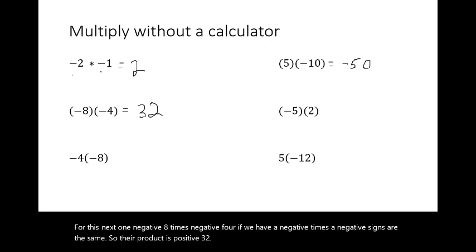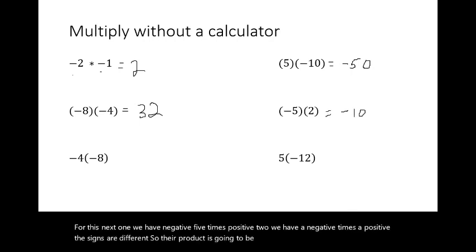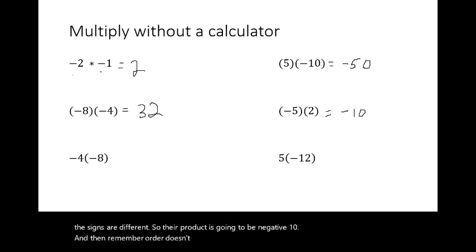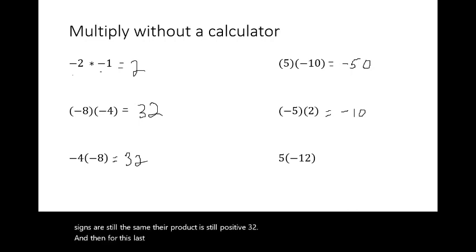For this next one, we have negative 5 times positive 2. We have a negative times a positive. The signs are different, so their product is going to be a negative 10. Remember, order doesn't matter with multiplication, so negative 4 times negative 8, signs are still the same. Their product is still positive 32. And for this last one, positive 5 times negative 12 is going to give us a negative 60.